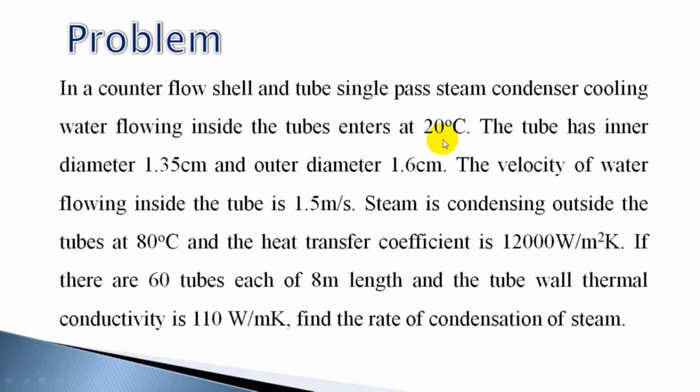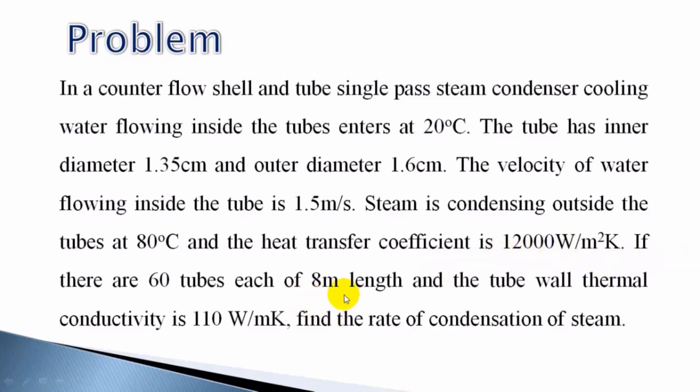You are given the Tci. Tci is given. Thi and Th naught are the same because the steam is condensing outside the tubes at 80 degrees centigrade. So Thi and Th naught are both 80 degrees centigrade. The tube has inner diameter 1.35 cm and outer diameter 1.6 cm. And the velocity of water inside the tube is given as 1.5 meter per second. The outside heat transfer coefficient is given outside the tube. Steam is condensing outside the tube and the heat transfer coefficient on the outside is given as 12,000 watts per meter square Kelvin.